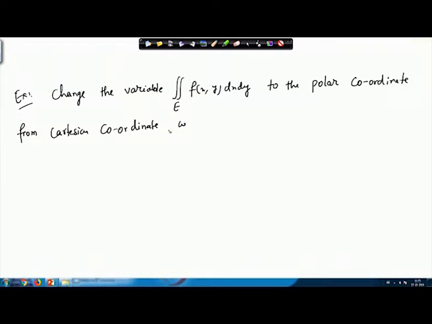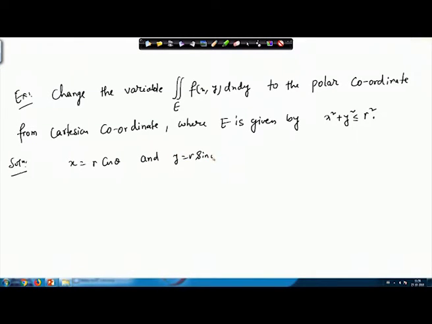Where E is given by x square plus y square is less than or equal to R square. R can be any a, b, c, whatever radius we prefer. So, obviously for a circle we substitute x equals r cos theta and y equals r sin theta. From here we can calculate the Jacobian.